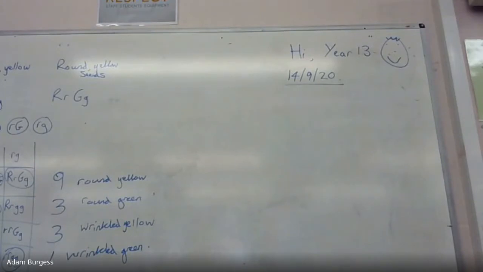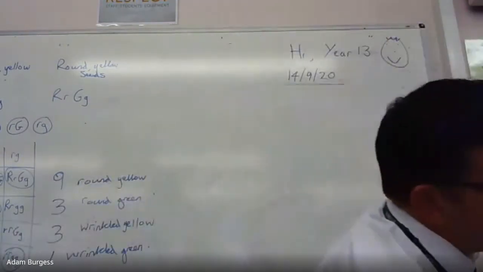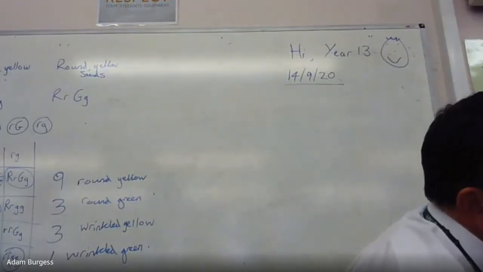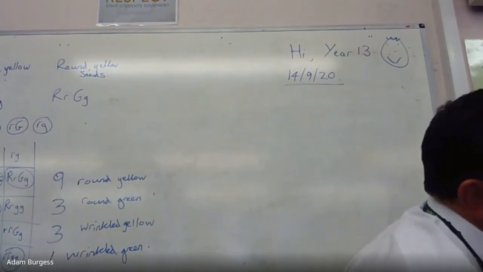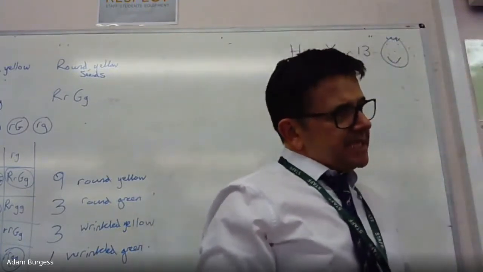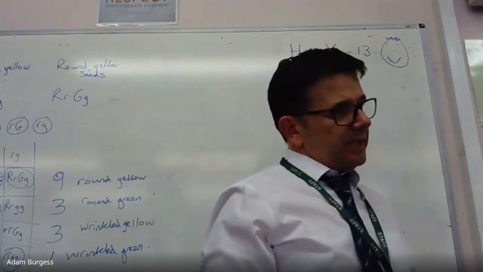Okay, so the first thing is we need to work out what the parental genotype is. Right, okay, so parental genotype. So it says vestigial winged flies, heterozygous for grey body colour.